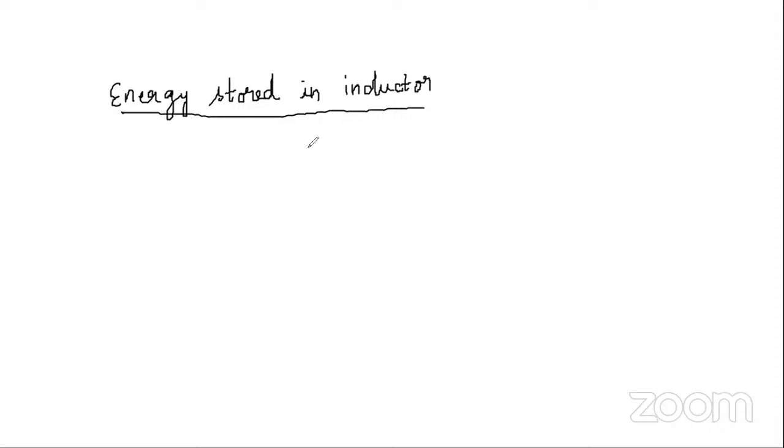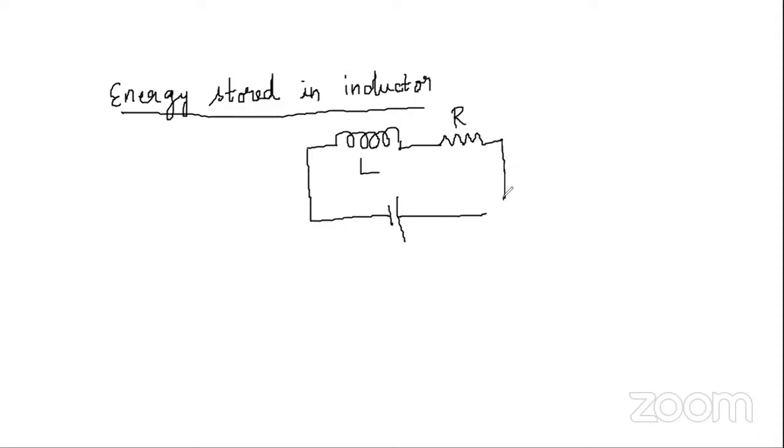So if you have a circuit like this, and you have a resistance and inductor coil L, and you have a battery. The battery is supplying EMF E. So current is flowing in this direction, that is anti-clockwise. So the inductor stores energy in the form of magnetic field.